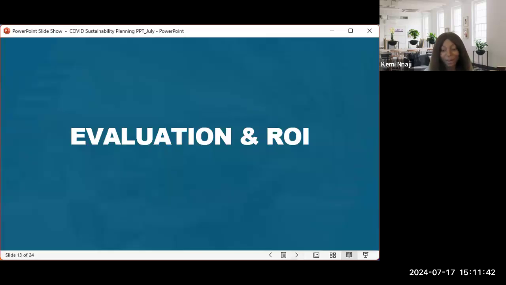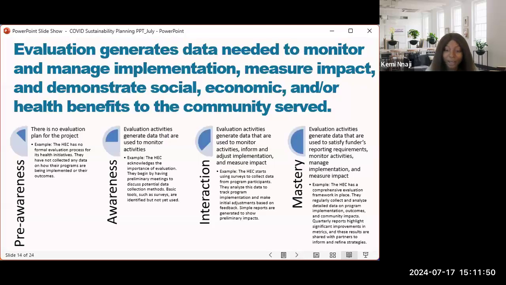Okay, so that was relevance and practicality. Moving on to evaluation and return on investment. The first aspect of this component is that the evaluation focuses on generating data needed to monitor and manage implementation, measure impact, and demonstrate benefits to the community.